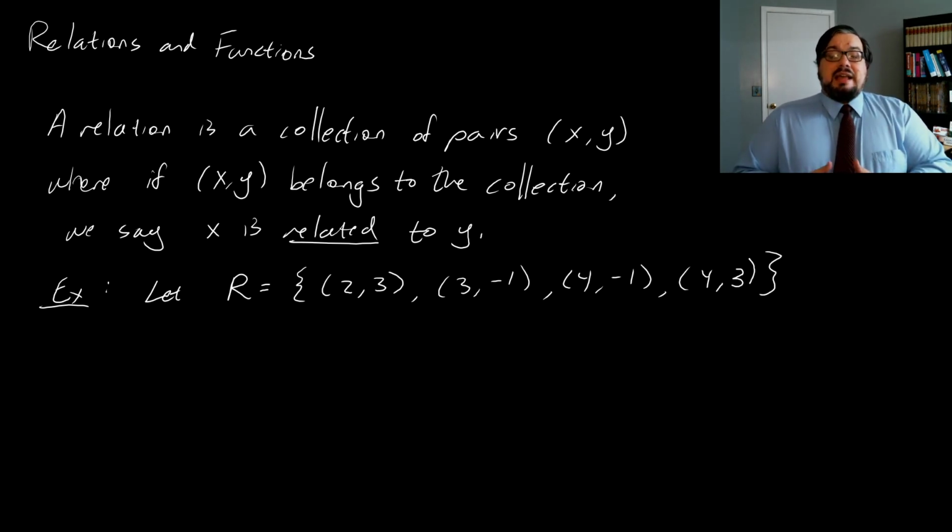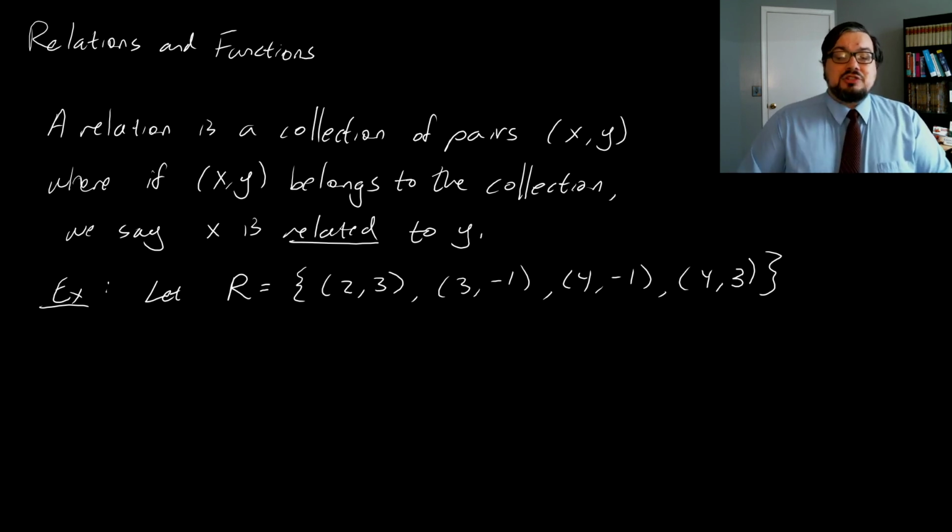So this is a relation containing only 4 pairs. So in this relation, there are only 4 pairs of objects that are related to each other. So under this relation, 2 is related to 3, 3 is related to negative 1, 4 is related to negative 1, and 4 is related to 3. So this is an example of a relation.